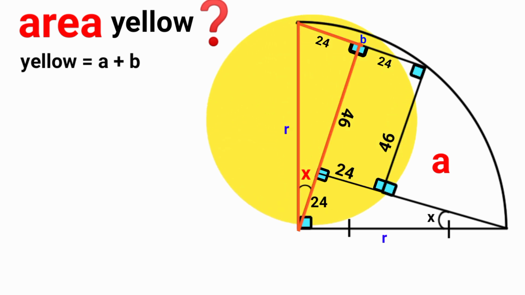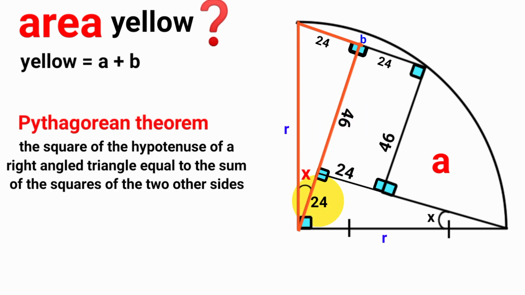Now come to this triangle here. Since it is a right angle triangle, and we have the length of this side to be 24, while this side is the sum of this 46 and this 24, we can use the Pythagorean theorem to find the length of this side. The Pythagorean theorem states that the square of the length of the hypotenuse of a right angle triangle is equal to the sum of the squares of the length of the two other sides. The hypotenuse is the side facing the right angle, which is this here. So by the Pythagorean theorem, r squared equal to 24 squared plus (46 plus 24) all squared.